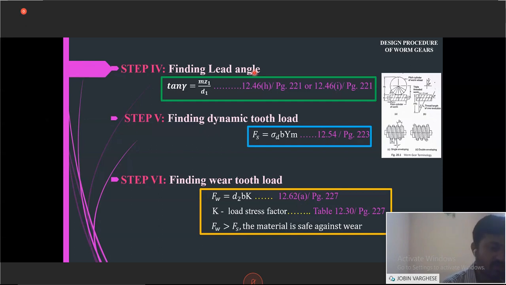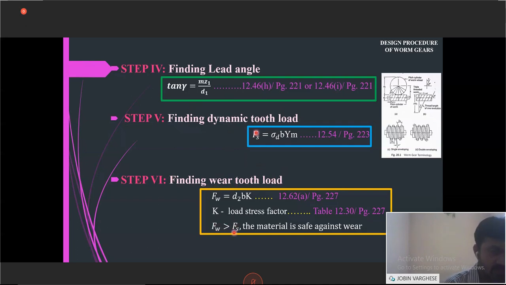Then the second one is to calculate the wear tooth load. What is meant by wear tooth load is the maximal load at which wear can take place. So obviously, if the dynamic load is equal to the wear load, it's not in a safe condition. However, we can run it for some time. The major condition is that the wear load should be greater than the dynamic load.